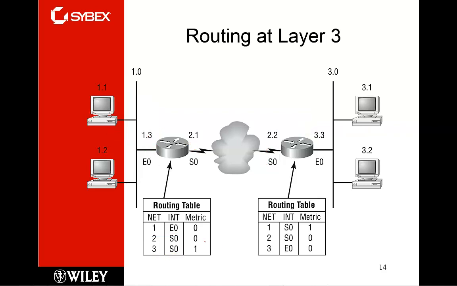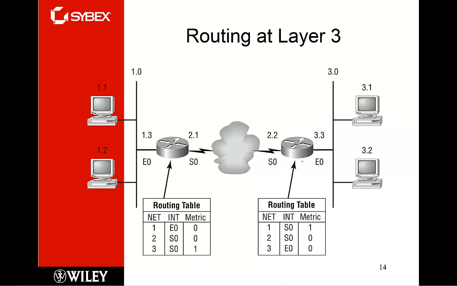The metrics, let's talk about the metrics. Metric says, am I directly connected? So network number 1, this router is directly connected through E0. So it says 1, E0, metric of 0, directly connected. Okay, that's all fine and dandy. Let's say it's trying to get to network 3. Is it directly connected? No. It's interface S0 and it's a 1, which means it's not directly connected. It's got to hop over this router. It's got to make one hop to get there.